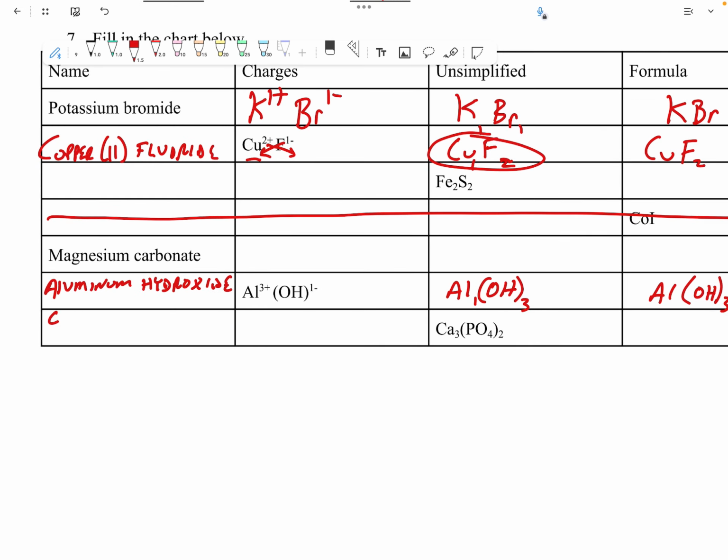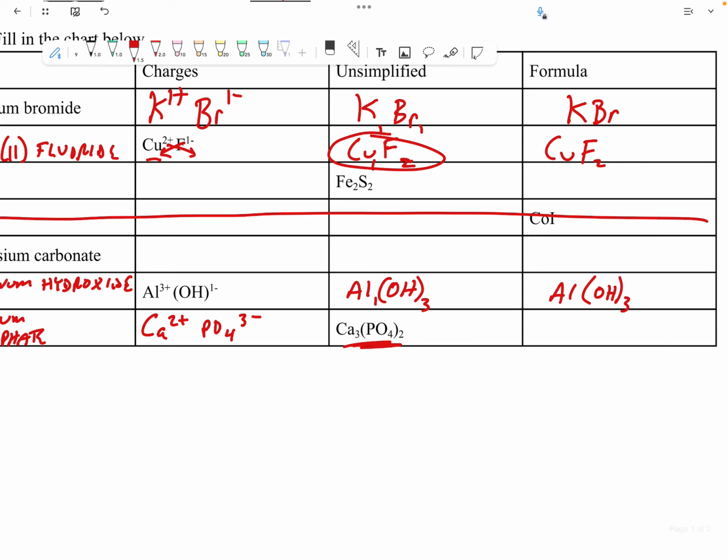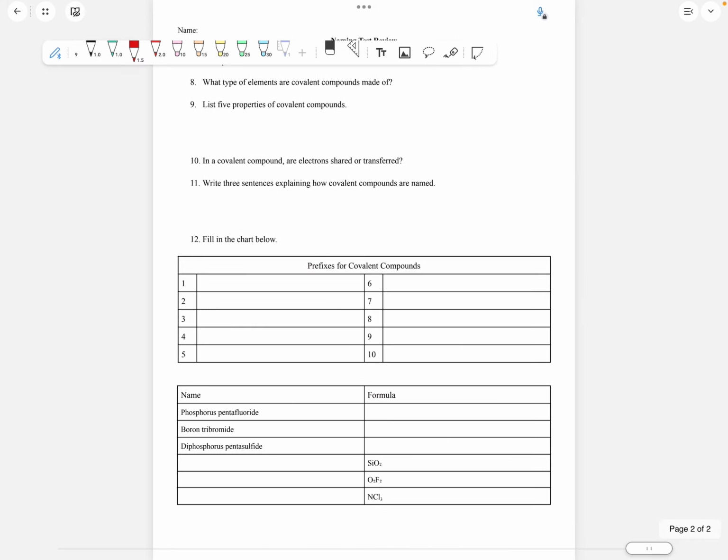Well, maybe I should do one more. This is calcium phosphate. Calcium is the first element, phosphate is the second. So these charges here, those numbers will be reversed. That'll be Ca with a 2+, and phosphate, PO4, with a 3-. And therefore, the reduced formula is this right here: Ca3(PO4)2.